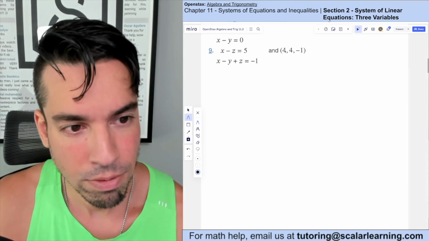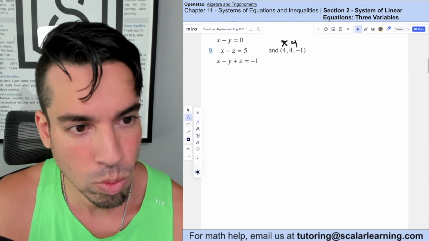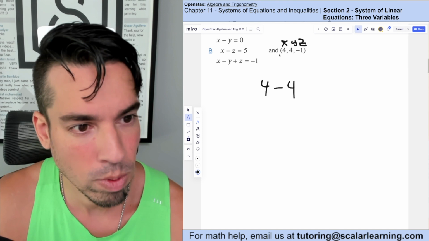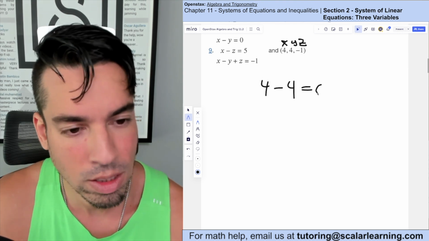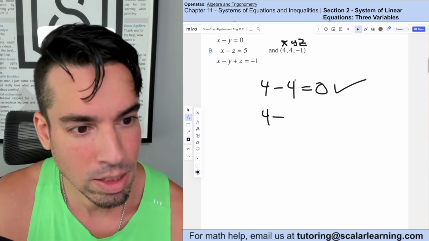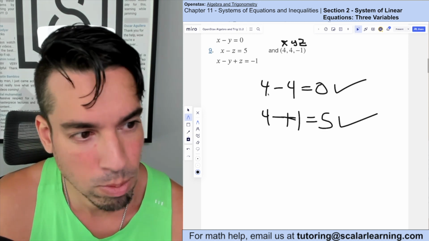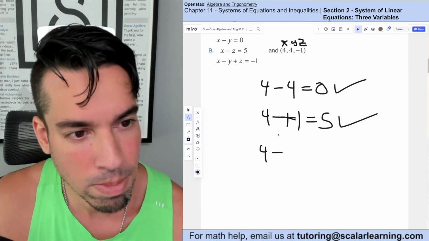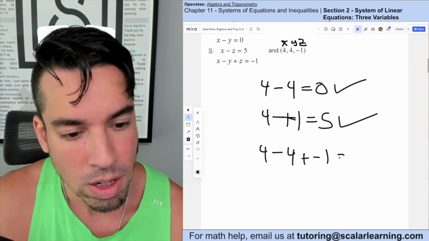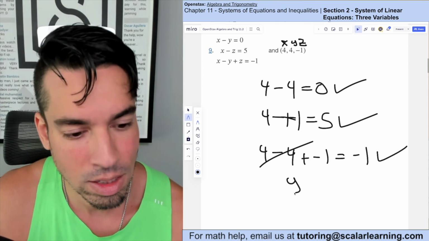So for this one, we're going to see if 4, 4, -1 is a solution for all 3 equations. So let's start. This is, of course, x, y, and z. Let's plug and chug. So first we have 4 minus 4, plugging in for x and y right here. 4 minus 4, that does equal 0. That works. What about this one? This is 4 for x minus -1. Does that equal 5? Yes, because double negative becomes a plus. 4 plus 1 is 5. Boom. Last but not least, we got 4 minus y is 4. Plug it in there. Plus z, which is -1. Does that equal -1? 4 minus 4 cancels out. -1 equals -1. This is indeed a solution.